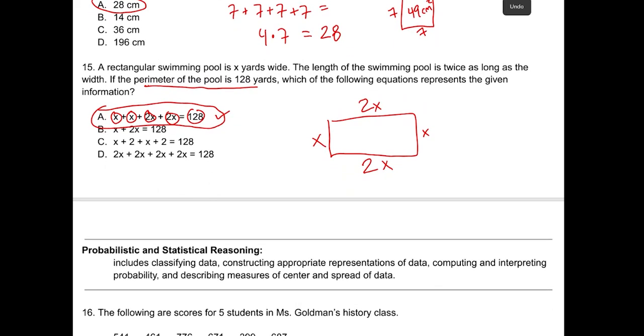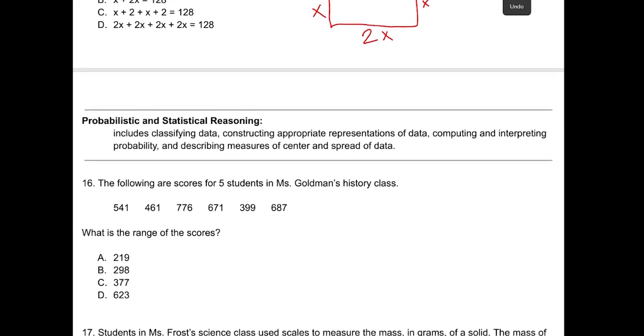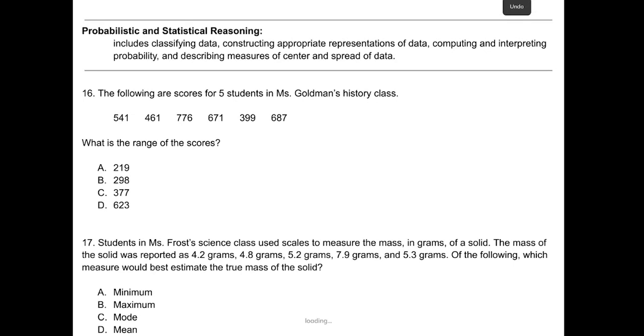Okay, that's enough geometry for this practice test. Let's do a little probabilistic and statistical reasoning. And a lot of this has to do with just knowing what the important words mean.